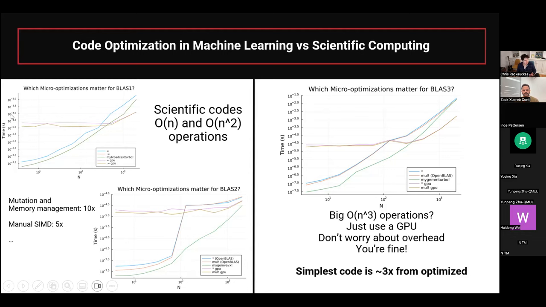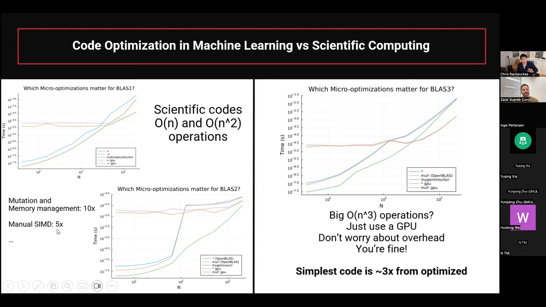But it turns out then also that a lot of the things within your computer, like memory allocations, also scale like O(n). And so if you aren't writing very good code, you'll have computational overhead that you also have to consider getting rid of, right? And you also have to do things like manual SIMD. All of these things actually matter, right?